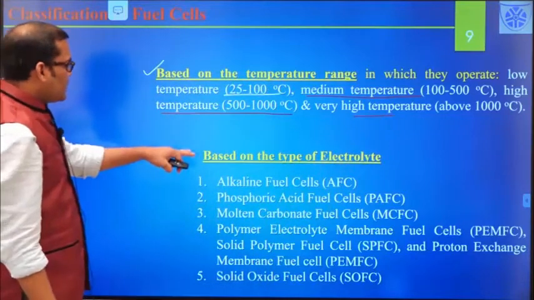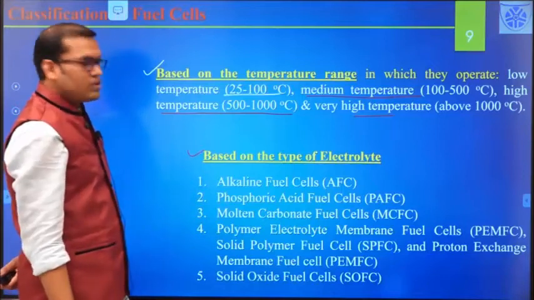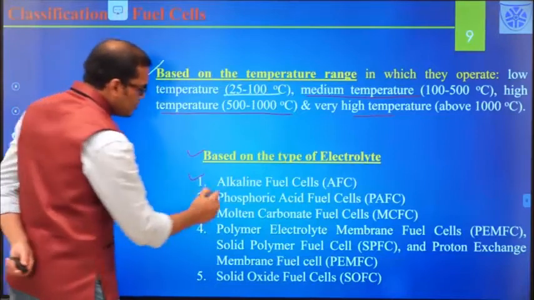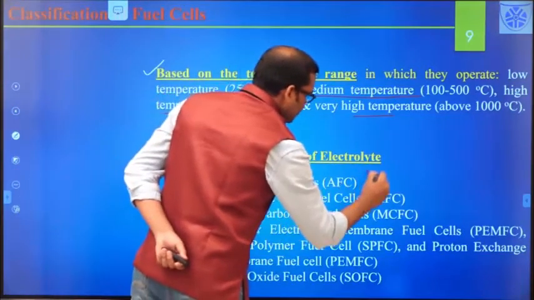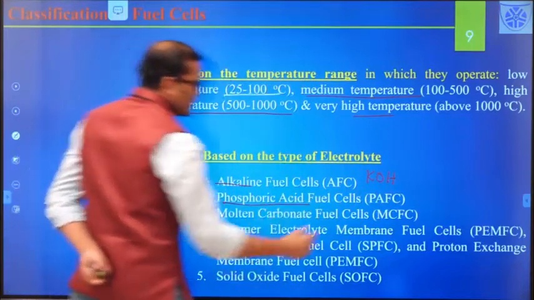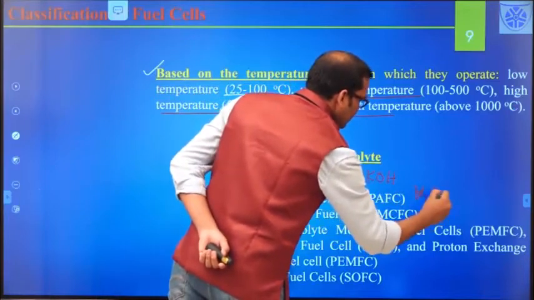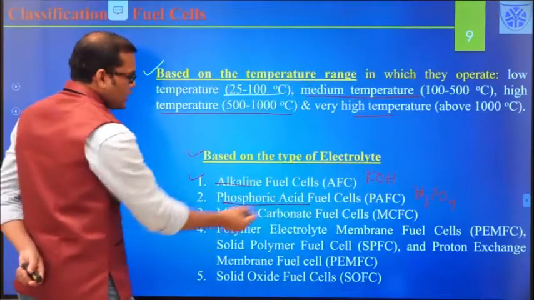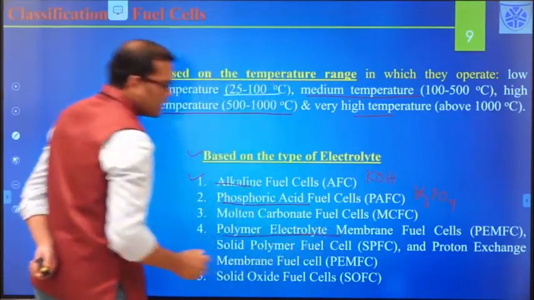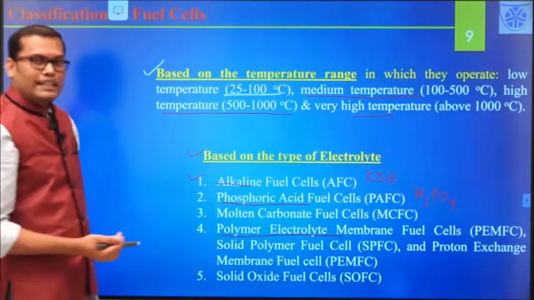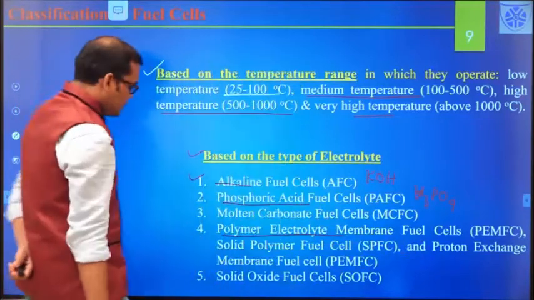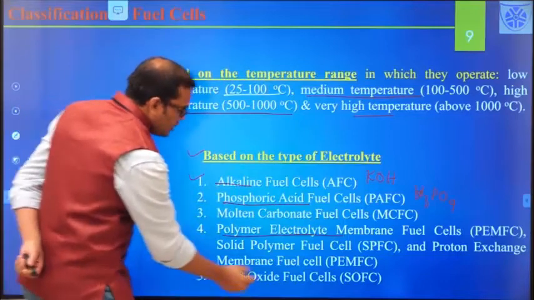Based on types of electrolytes, you can also classify different types of fuel cell, such as alkaline fuel cells, where you use alkaline electrolytes such as KOH. Then phosphoric acid fuel cell, where we use phosphoric acid, H3PO4, as electrolyte. Then molten carbonate fuel cell. Then polymer electrolyte, some kind of polymer electrolyte membrane which we use as electrolyte, or solid polymer fuel cell, or proton exchange membrane fuel cell. And the last one is basically solid oxide fuel cells.